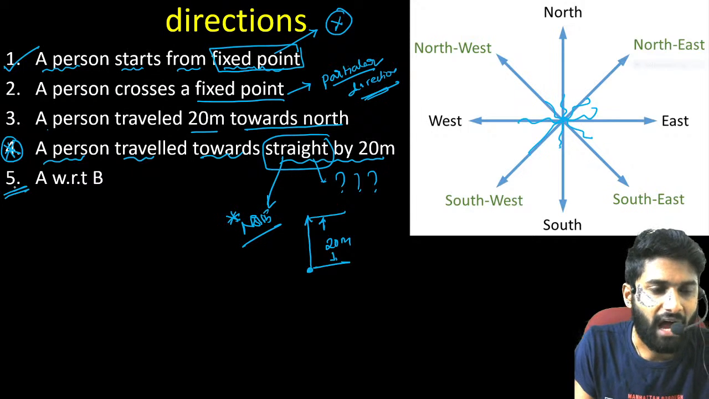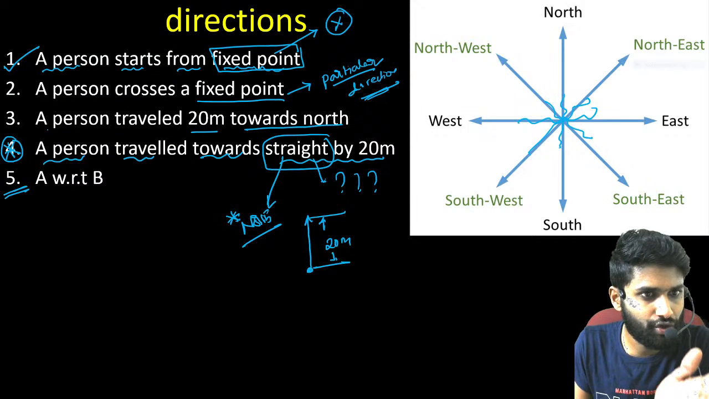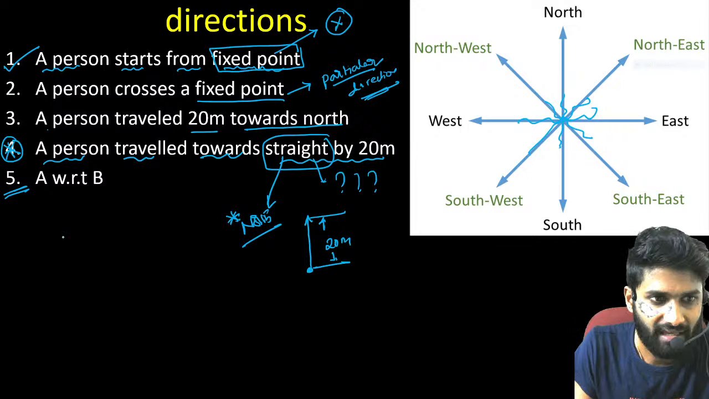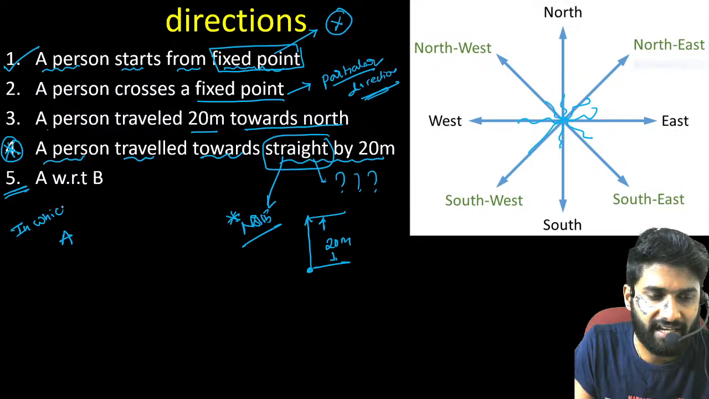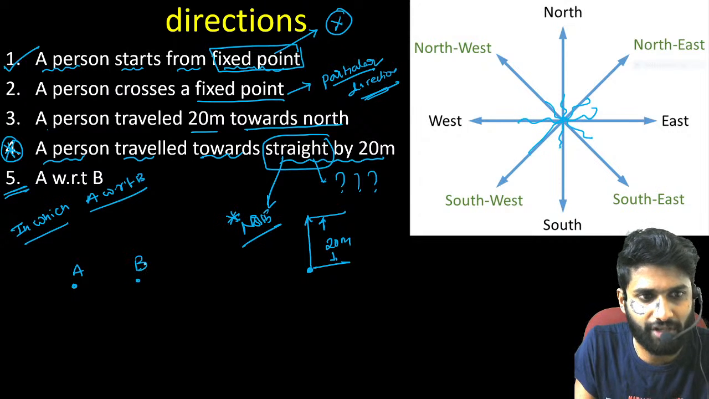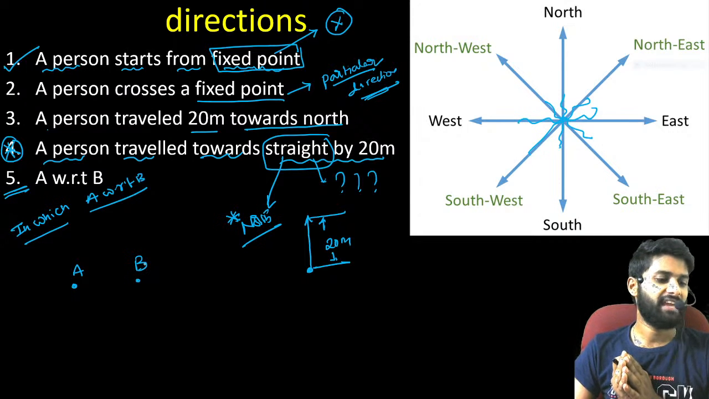Now the fifth one: after completion of a diagram, we need to say the direction with respect to another point. For example, in which direction is A with respect to B? Then I will indicate the A and B points. This is the A point and this is the B point. What is your answer, guys? In which direction is A with respect to B?